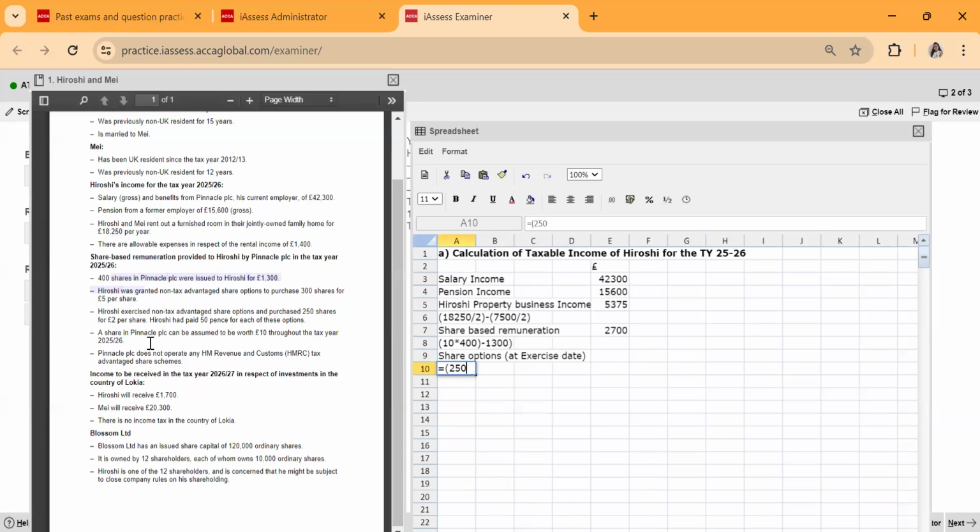Hiroshi exercised. Hiroshi was granted 300 options, but she actually exercised 250 shares. Now she exercised 250 shares, and now the market price is 10. But from 10, I will reduce 50 pence, the price that she has paid, and the exercise price.